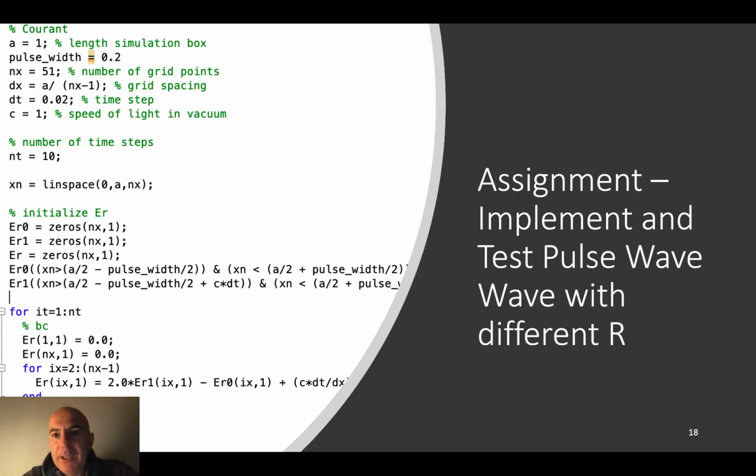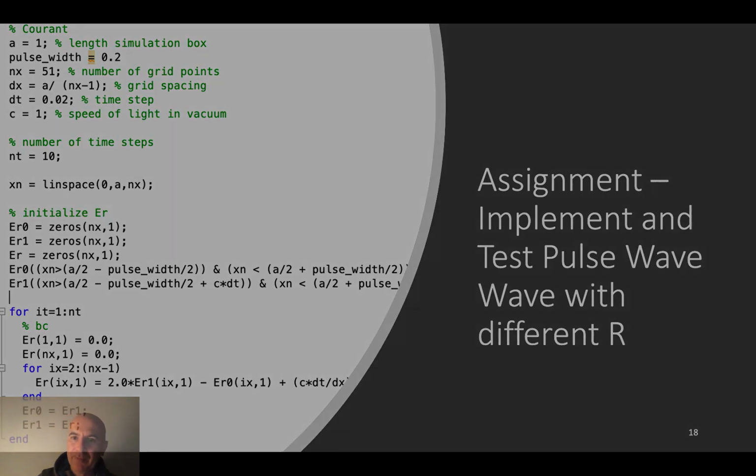So the assignment for this module is to implement and test a pulse wave with a Gaussian pulse, and then we're going to ask you to try different r numbers to see when there is dispersion, when there is no dispersion, and when the scheme is unstable. So this was the last slide, and talk to you soon.